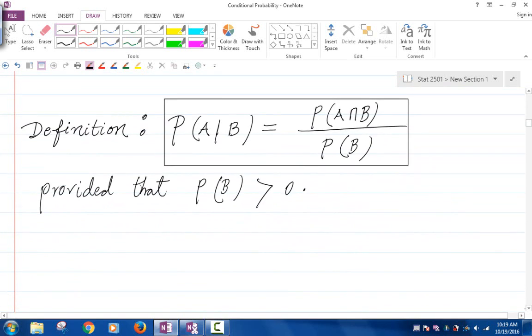So this is the probability. If you are given two events A and B, the probability of A given B is the probability of A intersect B divided by the probability of B, provided that the probability of B is positive. Obviously, if the probability of B is 0, then this conditional probability is undefined. If the probability of B is 0, then P of A given B is undefined.